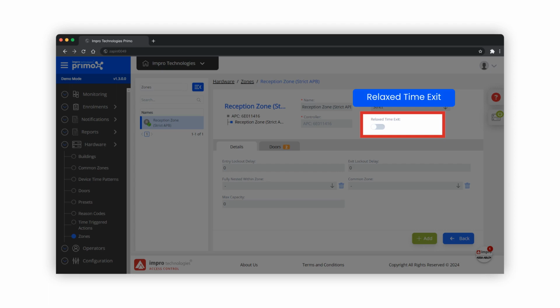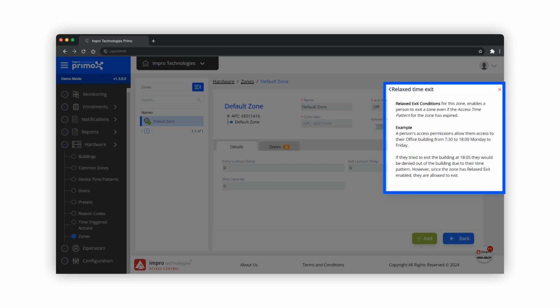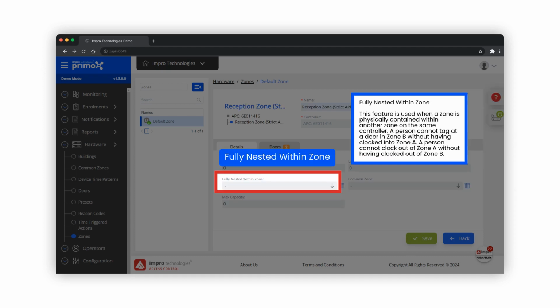Relaxed time exit. Relaxed exit conditions for this zone enables a person to exit a zone even if the access time pattern for the zone has expired. Fully nested is used when a zone is physically contained within another zone on the same controller. A person cannot tag at a door in Zone B without having clocked into Zone A. A person cannot clock out of Zone A without having clocked out of Zone B.